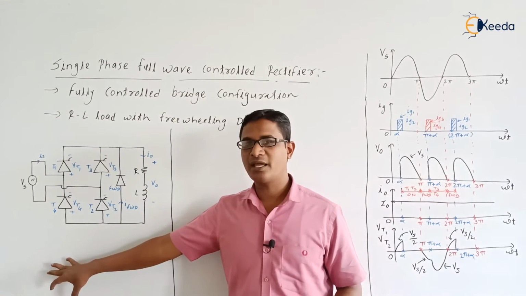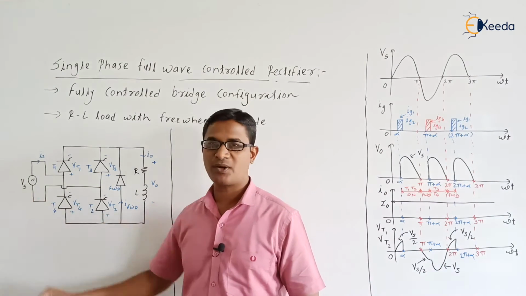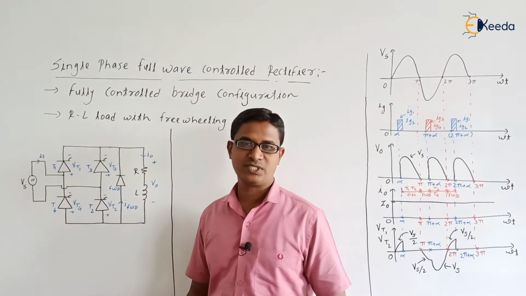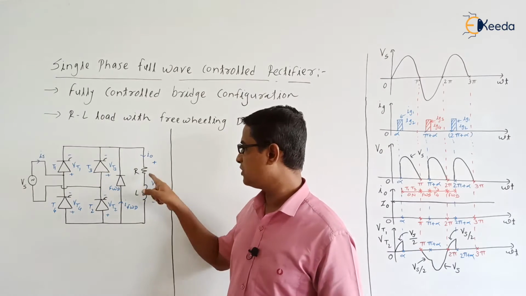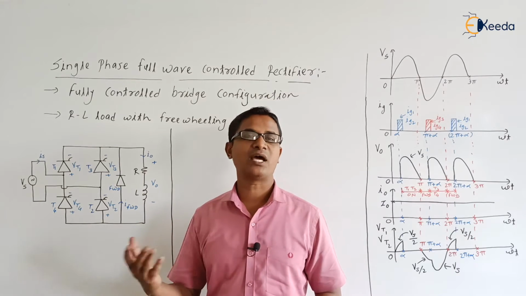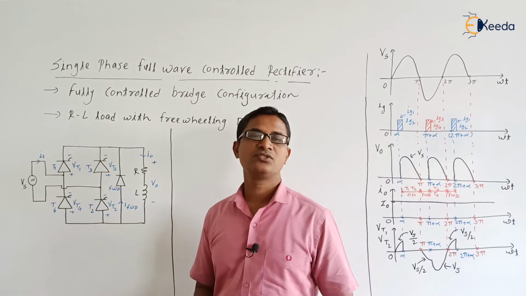So here it is the circuit diagram for the rectifier circuit. Vs is the supply voltage. We are using the 4 thyristors. All the 4 are the controlled switches. So that's why it is a fully controlled configuration. And here the load is RL, and here we have connected the freewheeling diode. The diode is connected in anti-parallel or across the load.